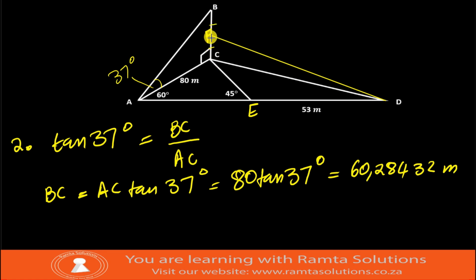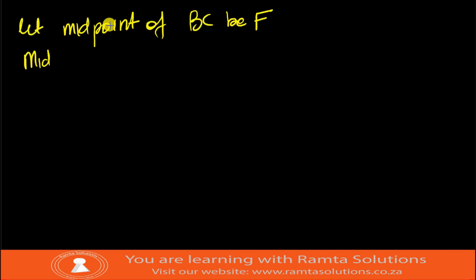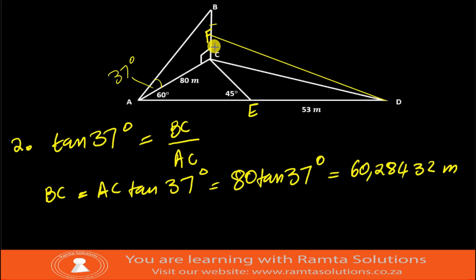The midpoint of BC is point F. So basically, if it is 60,28432, I can divide it by 2, and I will find FC. So this is me. Let the midpoint of BC be F. Therefore, I will have drawn this on my answer sheet, and I will say this is my point F. So what is FC?